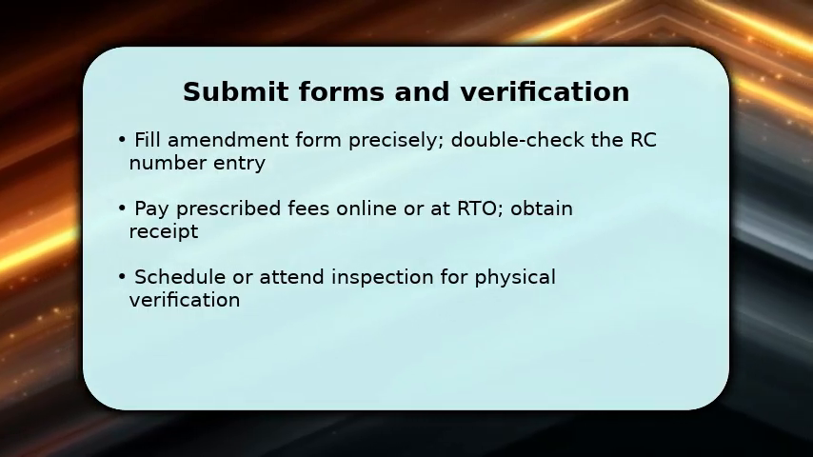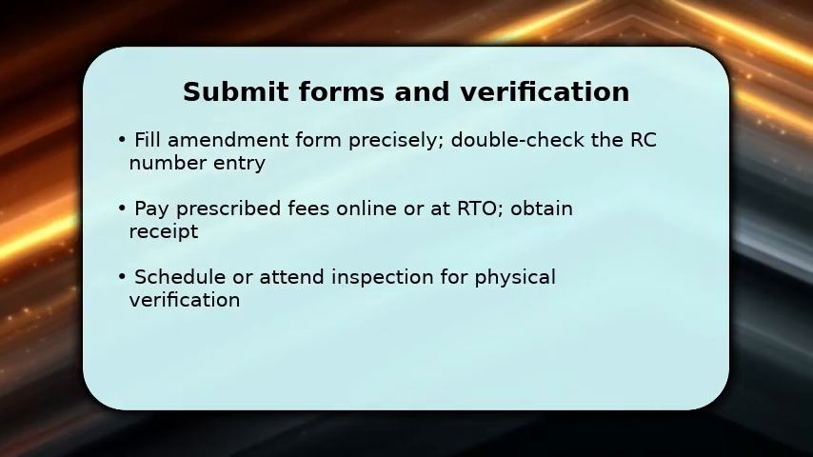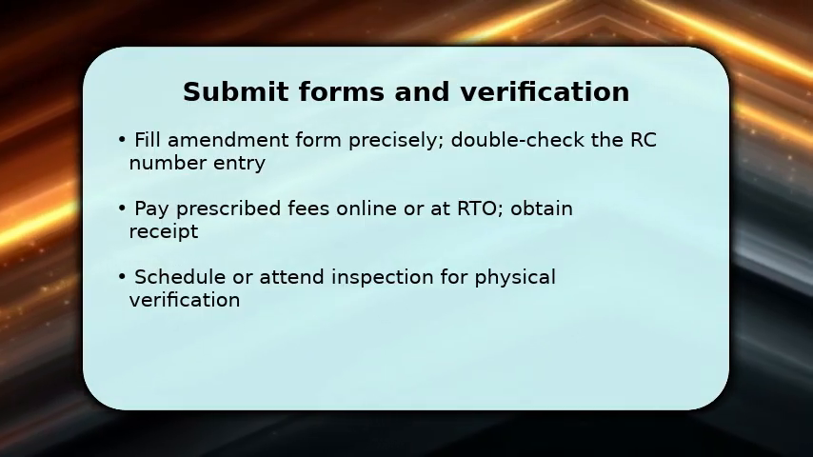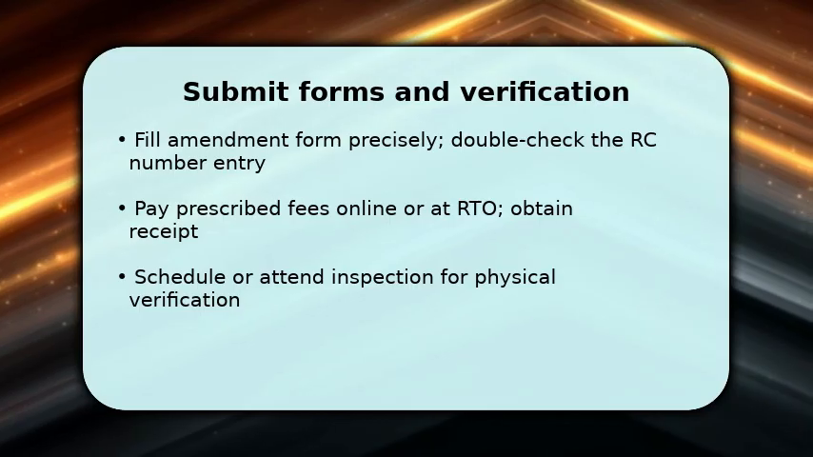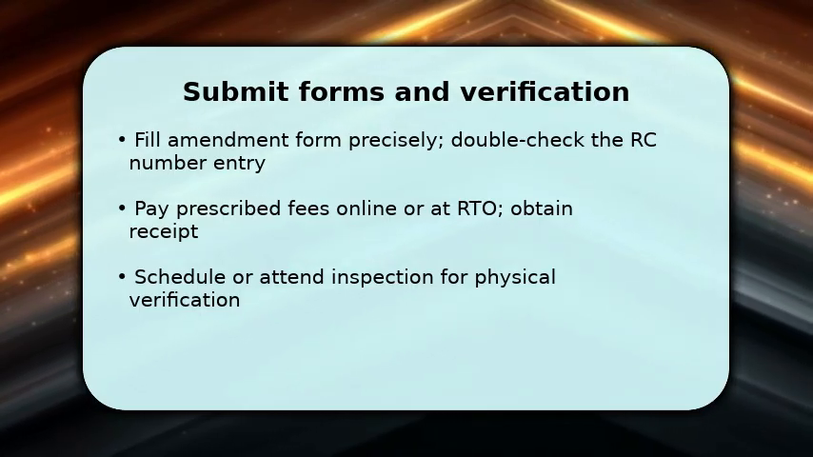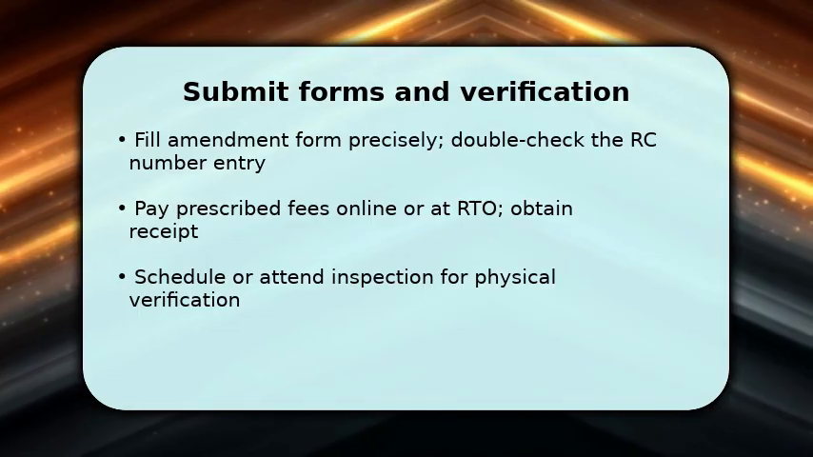After payment, schedule or attend the vehicle inspection so the RTO can confirm identity and vehicle details. During inspection, cooperate and provide any additional papers requested so the officer can clear the update quickly.